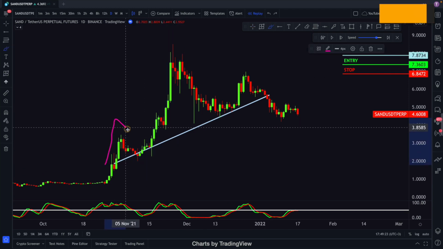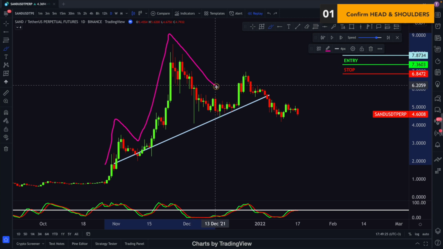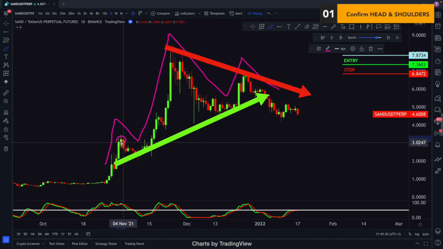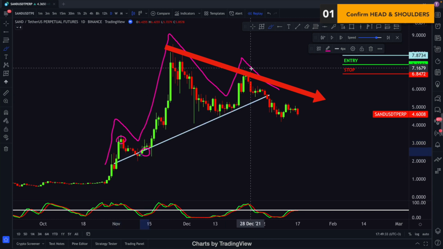Step 1. Confirm head and shoulders. As you notice, the pattern is so clear, shifting from uptrend to downtrend, with the first lower high.